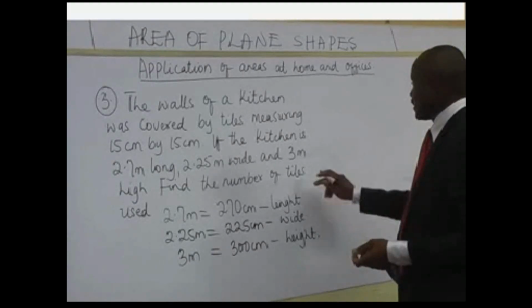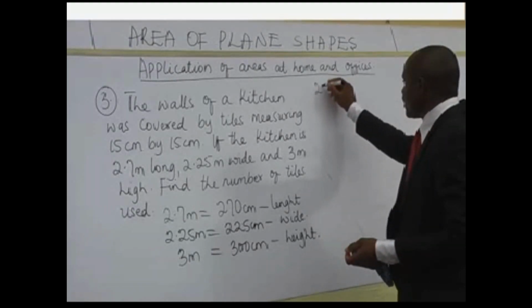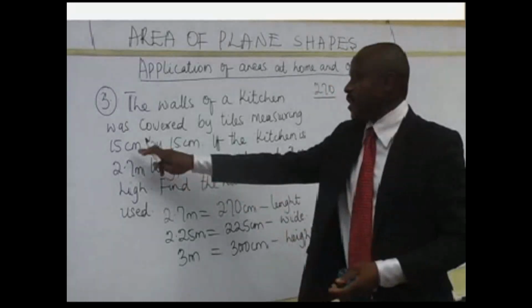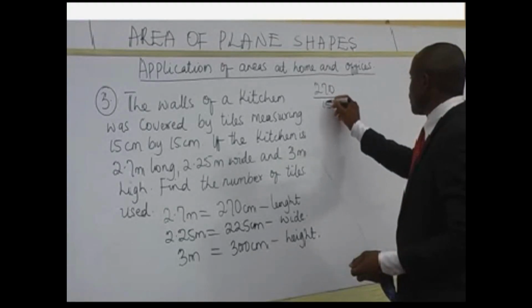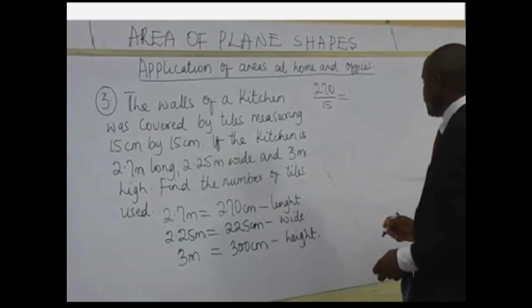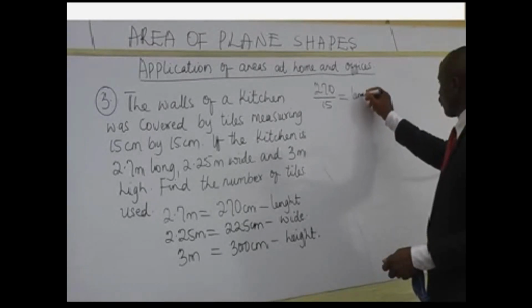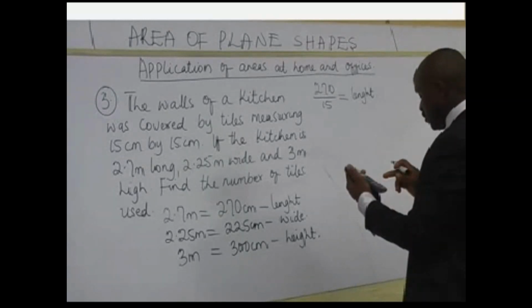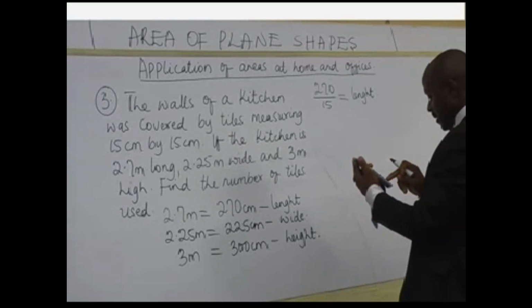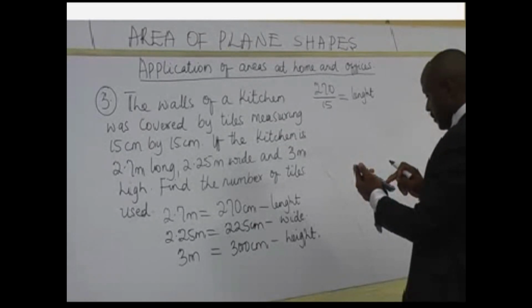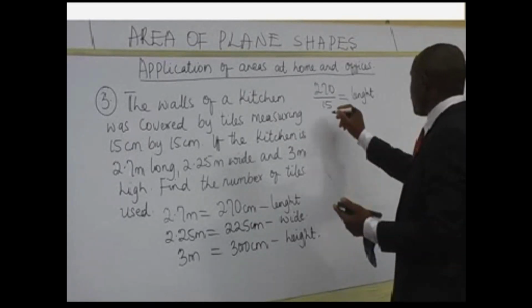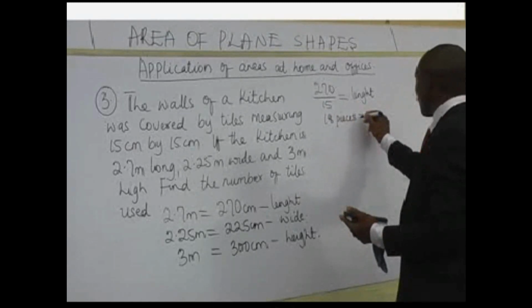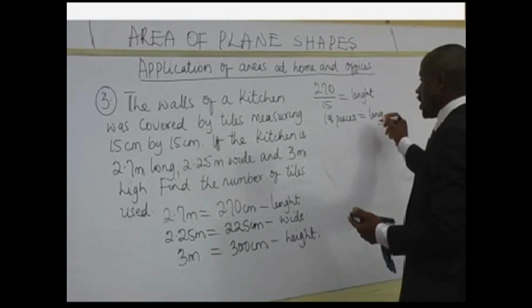For the length, we will require 270 divided by 15 pieces of tiles for the length. And 270 divided by 15, we have 18 pieces for the length of the kitchen.